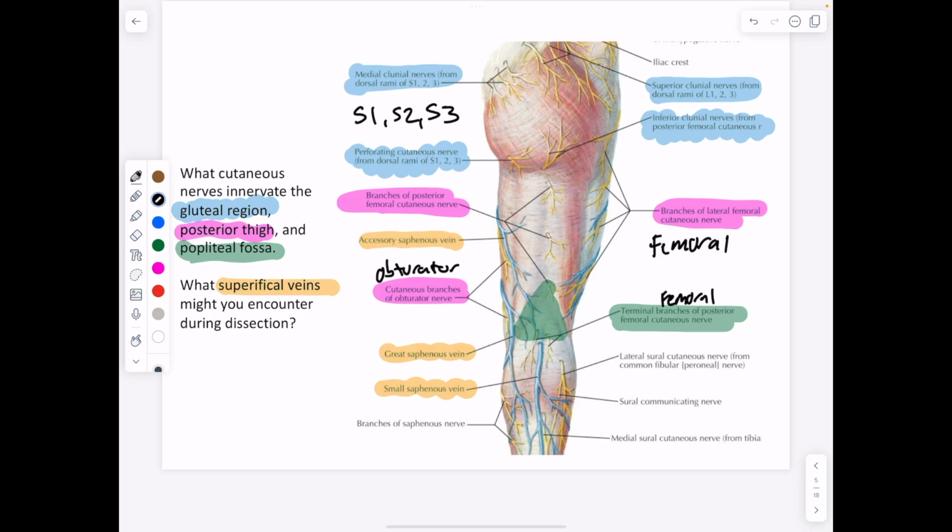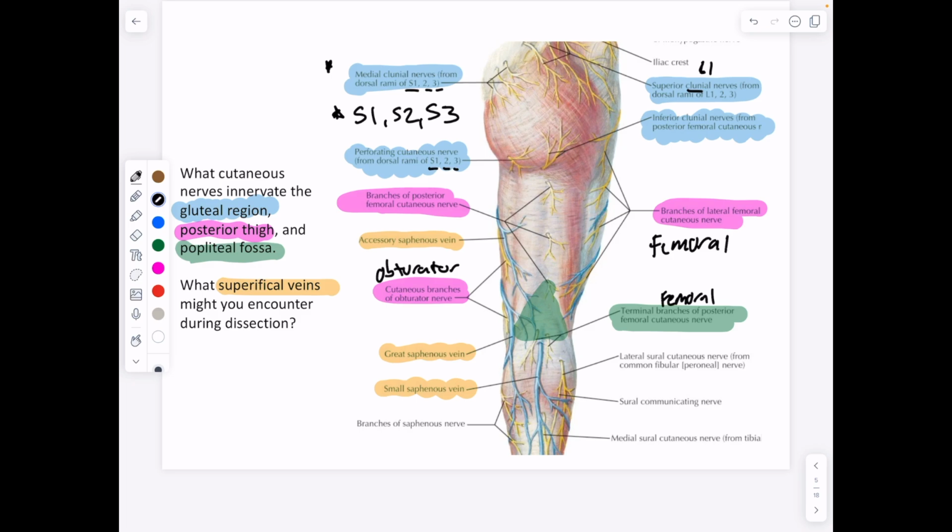All right, cutaneous innervation of the gluteal region, posterior thigh, and popliteal fossa. So for the gluteal region, you have the medial cluneal nerves, which come from the dorsal rami of S1, S2, S3. And then you also have the superior cluneal nerves from the dorsal rami of L1, L2, and L3. And then you also have the inferior cluneal nerves, and you have perforating cutaneous nerves of S1, S2, S3. So really, S1, S2, S3 of the sacral plexus is going to provide cutaneous innervation.